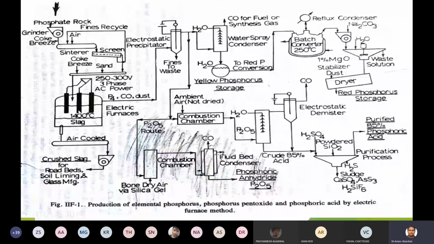In the electric furnace, once the crushed phosphate rock reacts with the coke grease and sand which are passed in the electric furnace, some percentage of the phosphate rock will be converted into phosphorus vapor. The phosphorus vapor is represented as P4 here. Other than the phosphorus vapor, since you are heating at a temperature between 1400 and 1450 degrees Celsius, carbon monoxide and dust particles will come out at the top of the electric furnace, while at the bottom you will have only the slag.